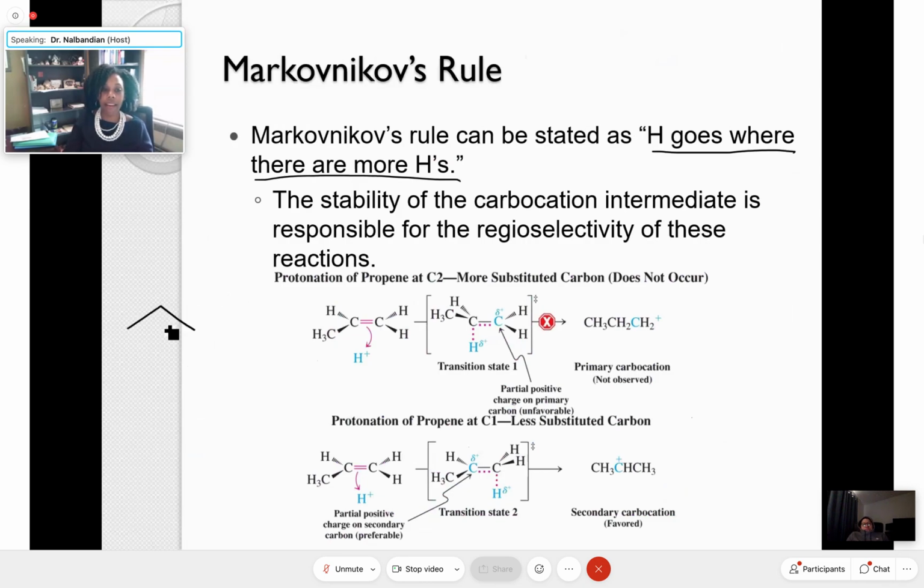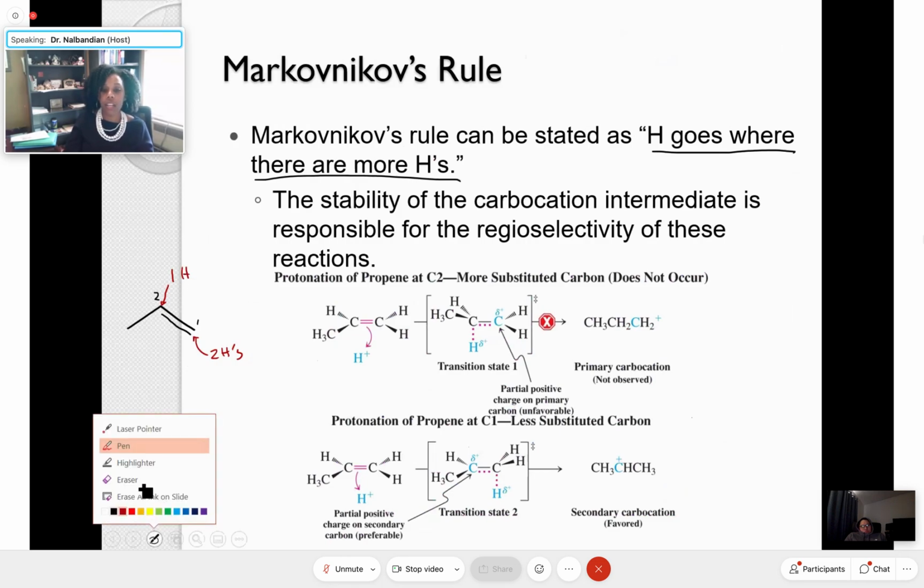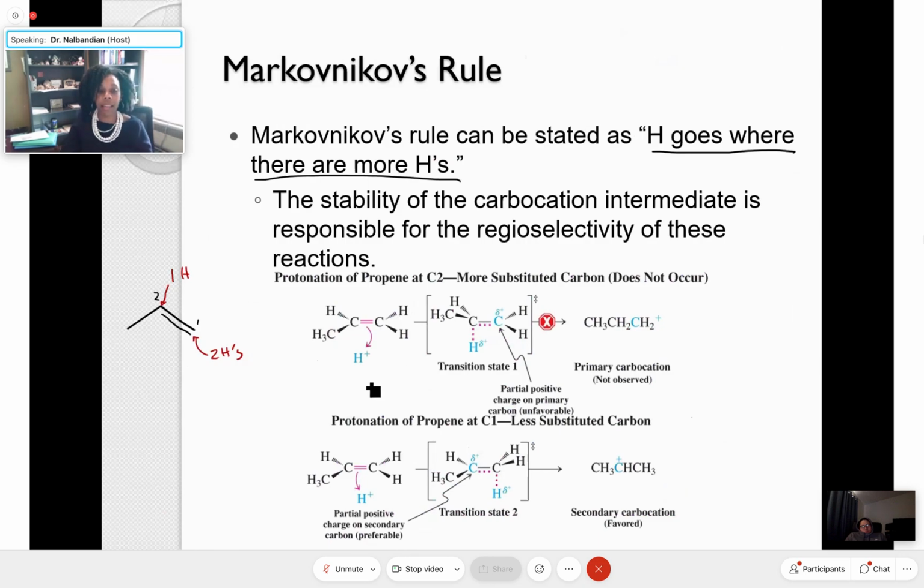And so as we said, we have this double bond, carbon 1, carbon 2. How many hydrogens are on carbon 1? We know that there are 2 hydrogens on carbon 1 versus carbon 2 has only 1 hydrogen. H goes where there are more H's, which means that the hydrogen is going to be added to carbon 1.